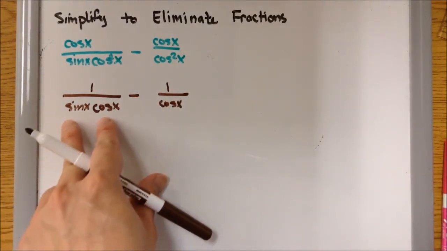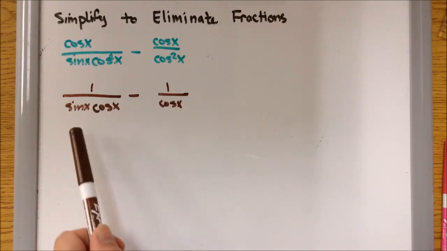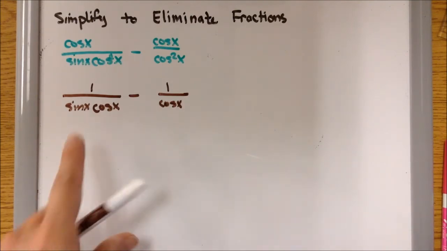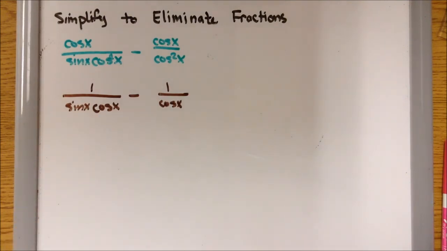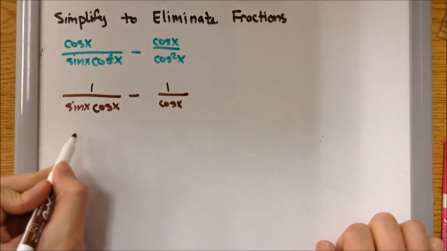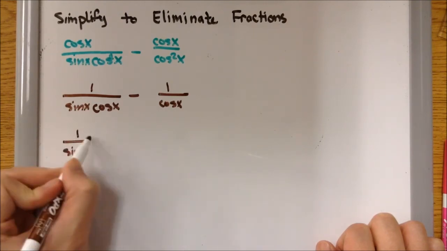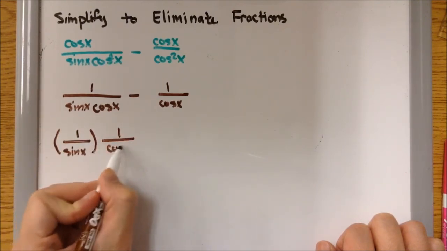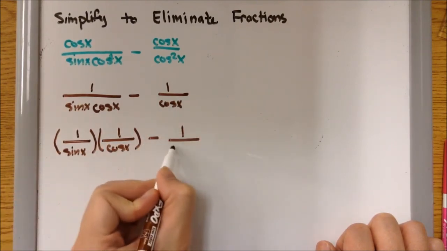Alright, next, since this is multiplying, there's nothing I can do to apply an identity on sine of x times cosine of x. What I'm going to do is split it as 2 fractions multiplying each other, because as you can see in the denominator, sine of x times cosine of x, they're multiplying. So our first fraction is 1 over sine of x times 1 over cosine of x, minus 1 over cosine of x.